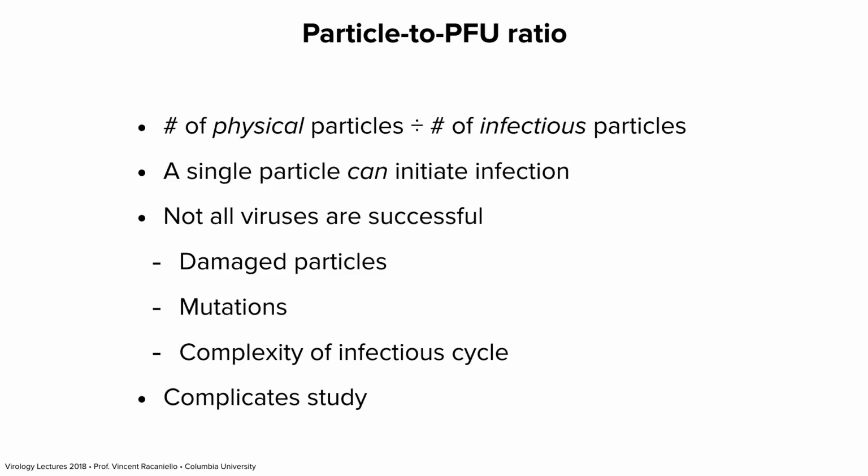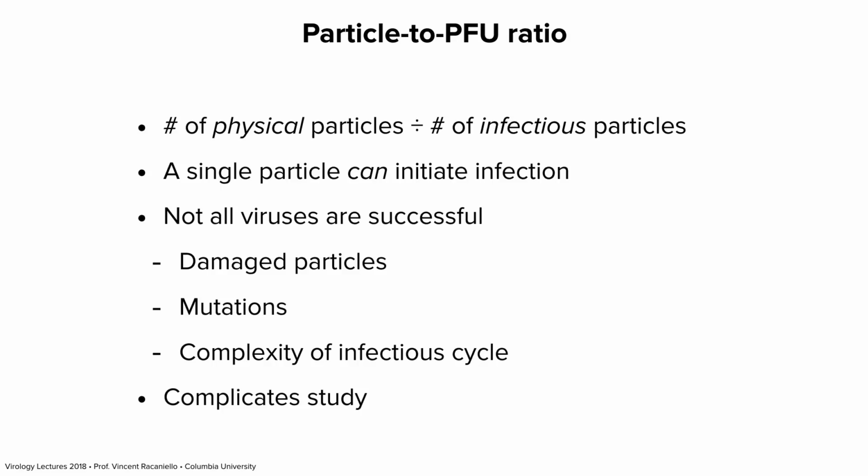That's the particle-to-PFU ratio, and it's defined by the number of physical particles divided by the number of infectious particles. So for the number of physical particles, you'd have a way of counting them, like looking at them in an electron microscope or using some other assay, and then you do a plaque assay. And what we found out years ago is it's not one-to-one often for most viruses. An infectious particle may be rare in a population of viruses.